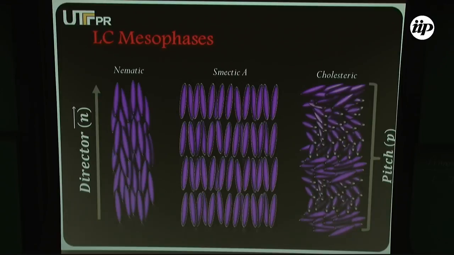You have a director, which is the average orientation of the molecules. But if you get a more ordered phase, which is called smectic A, you've seen a few talks about this before, in this case you have orientational order and also positional order. This is the most common smectic phase, I think, but there are a lot of smectic phases, and you'll probably learn more from other people here.